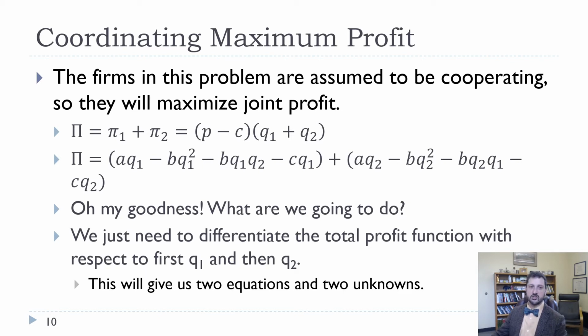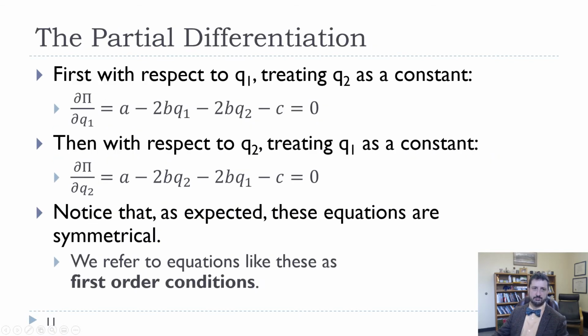We're just going to differentiate the total profit function first with respect to Q1 and then with respect to Q2. And what that's going to do is give us two equations with two unknowns. And it's easy because when we're differentiating with respect to Q1, we treat Q2 just like a constant, like B or A or C. And when we're differentiating with respect to Q2, we treat Q1 as a constant. So first we're going to do it with respect to Q1, and so we're going to treat Q2 as a constant.